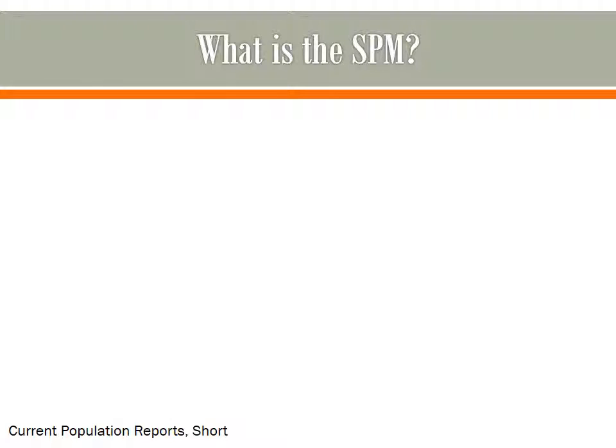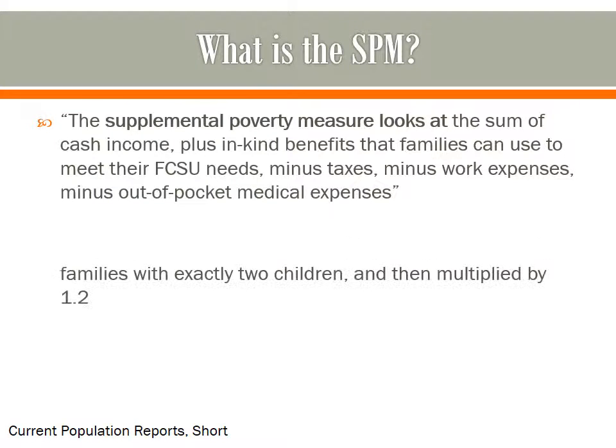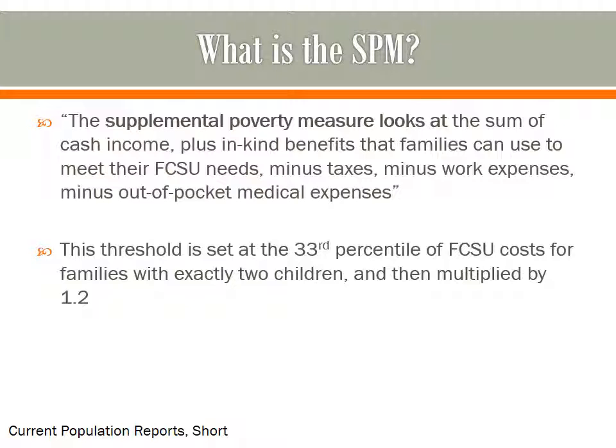The SPM looks at the sum of cash income plus in-kind benefits that families can use to meet their FCSU needs, which stands for food, clothing, shelter, and utilities, minus taxes, work expenses, and out-of-pocket medical expenses. This threshold is set at the 33rd percentile of the FCSU costs for families with exactly 2 children and then multiplied by 1.2. To put this in simple terms, those whose material earnings fall in the lowest 1/3 of the national standard are considered to be in poverty.